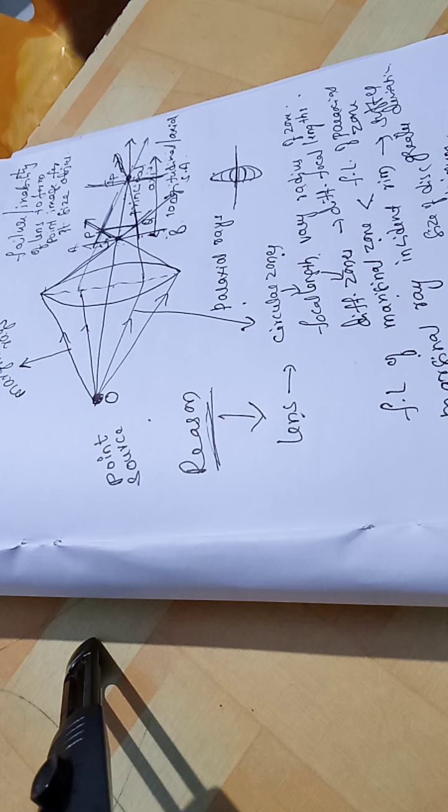So what is longitudinal spherical aberration? It is nothing but the distance between IM and IP. What is lateral spherical aberration? It is nothing but the radius of the circle of least confusion.